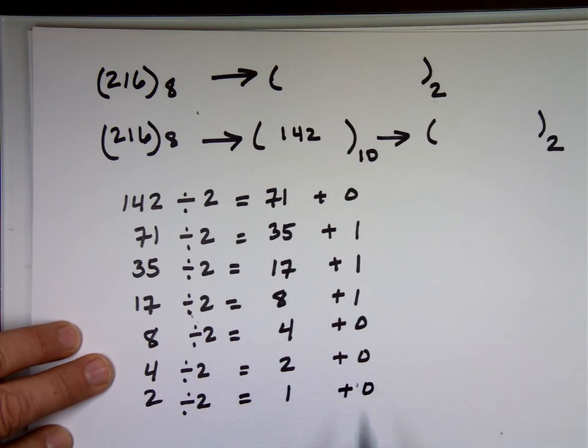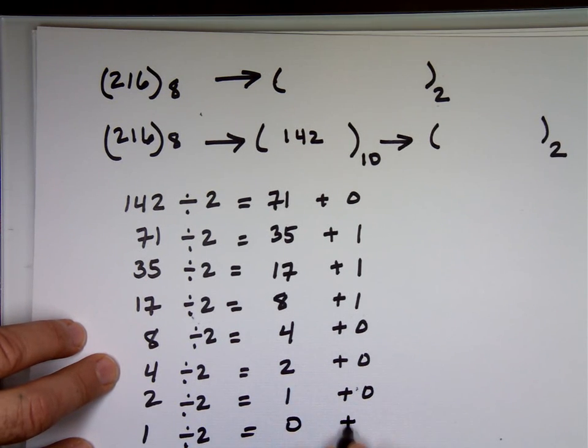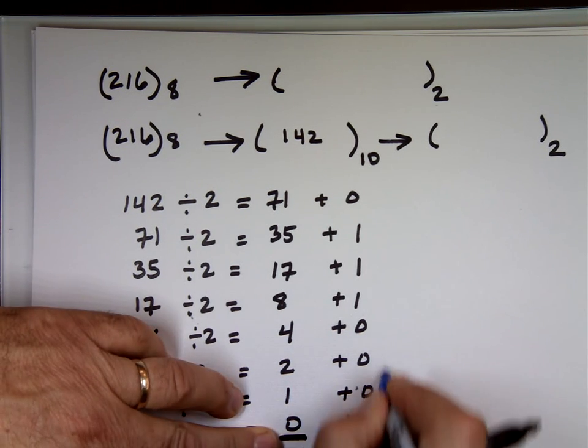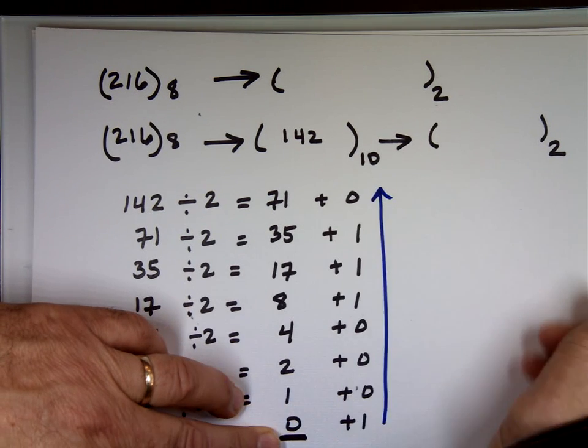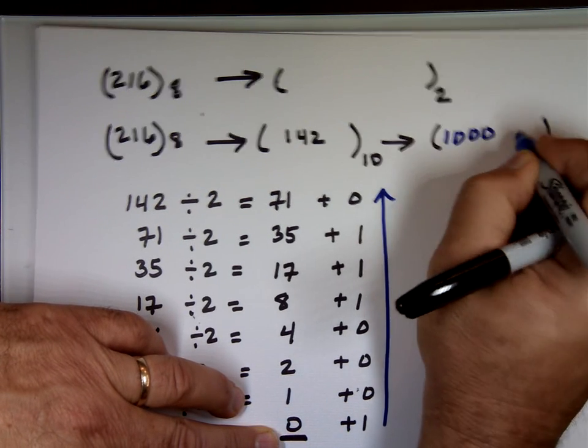And finally, 1 divided by 2. 0, remainder of 1. Once you hit that 0 there, you're done. Read them bottom up. 1, 0, 0, 0, 1, 1, 1, 0.